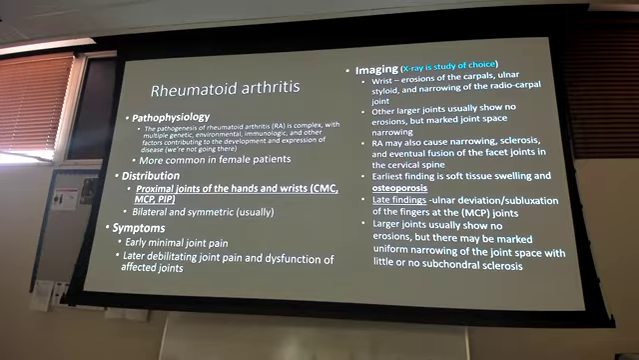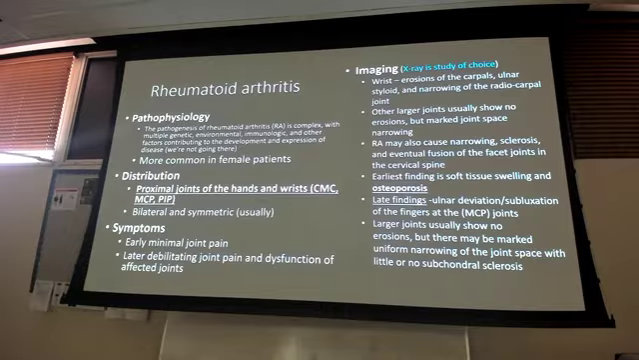This one is the proximal joints of the hands and wrists. So instead of my distal interphalangeal and my interphalangeal joints, now I'm looking at my proximal interphalangeals, my metacarpal phalangeals, and my carpal metacarpals. So different joints. Can it be in the other ones? Sure. It's just mostly in these ones that are listed here. Bilateral and symmetric, usually. Okay?